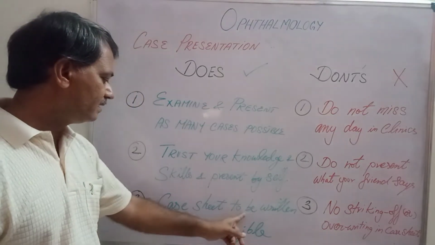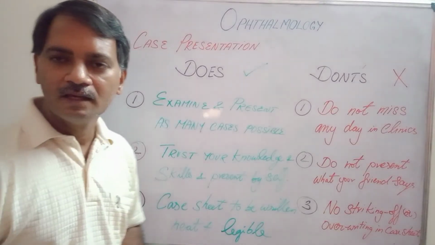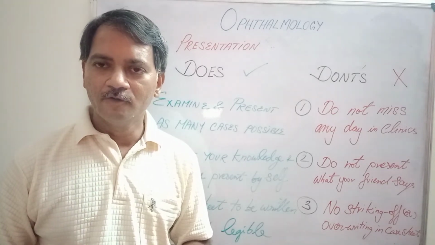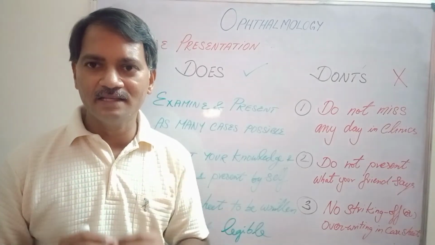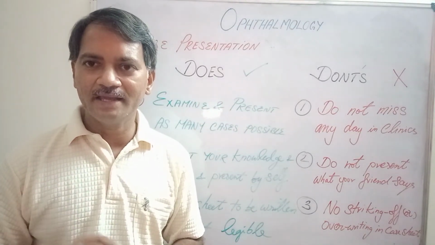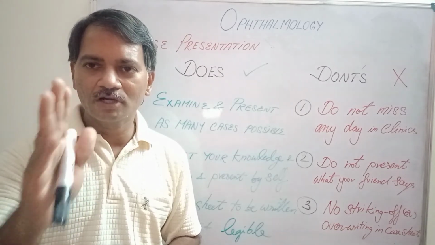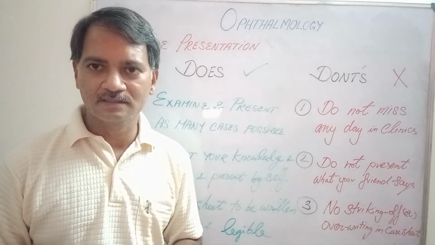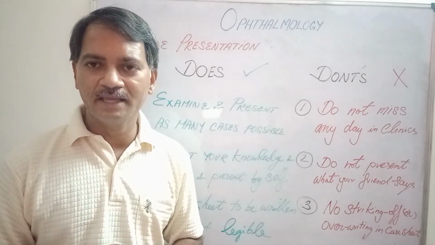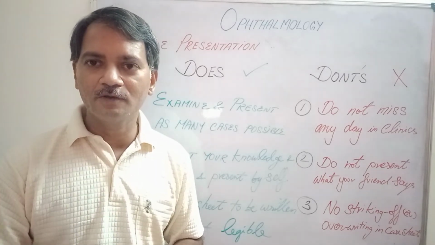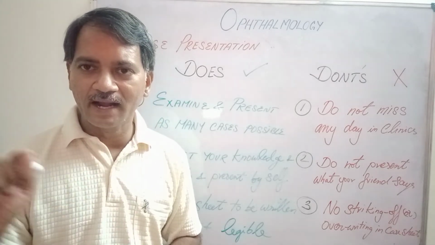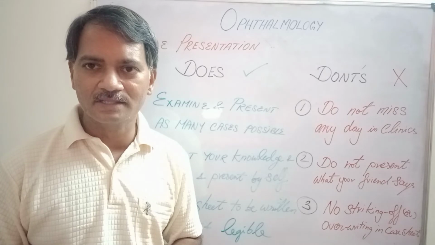Case sheets are to be written neatly and legibly. You should write the case records in good handwriting for everyone to understand easily. You should never scribble. Scribbling the case sheets tells that you are not confident with your findings. You should not strike off so many things in the case sheets. You should not overwrite particularly in the case sheets. If you want to strike off, just make a single line on it and write it at a different place.